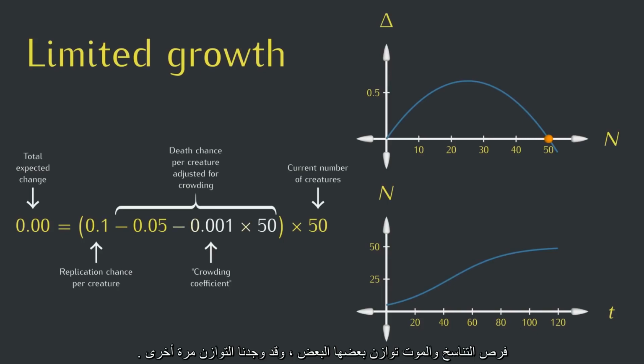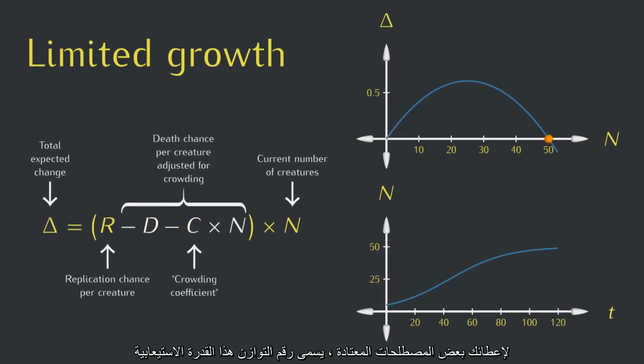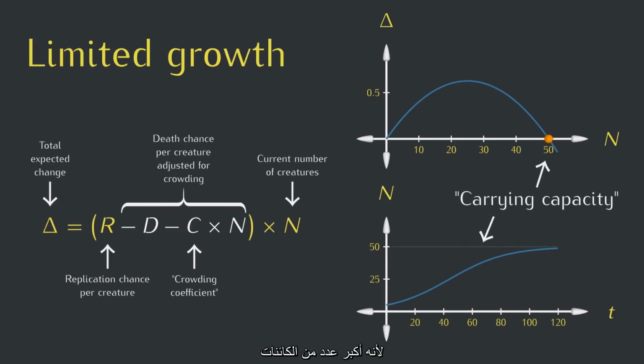The replication and death chances balance each other out, and we found equilibrium again. To give you some of the usual terminology, this equilibrium number is called the carrying capacity, because it's the largest number of creatures that the environment can sustainably support. And this number over time curve is called a logistic growth curve, as opposed to an exponential growth curve.